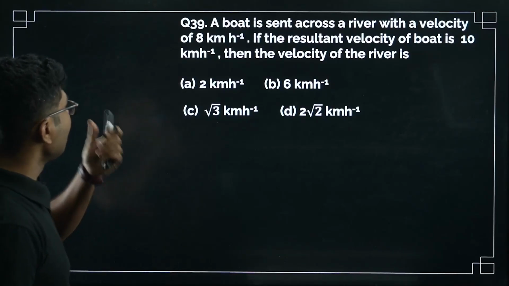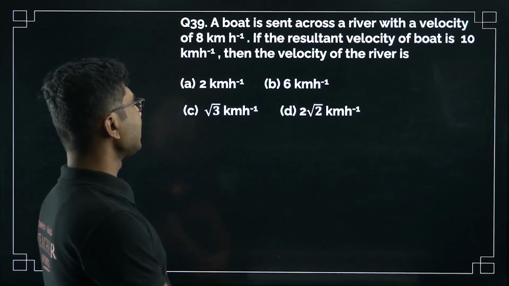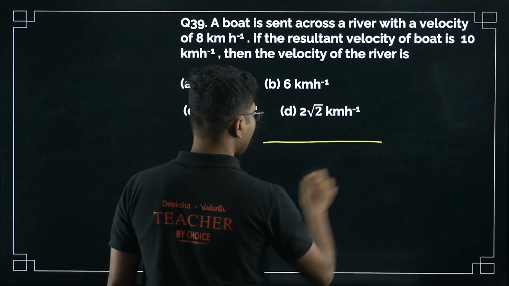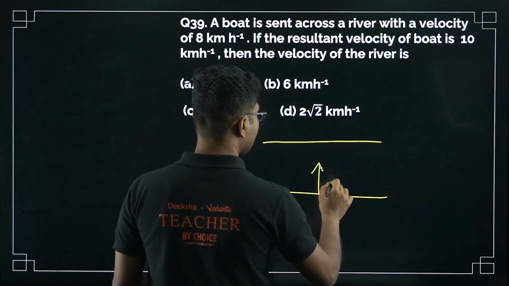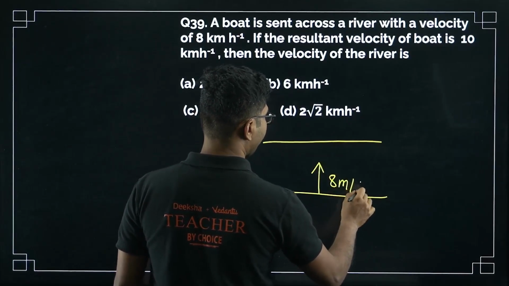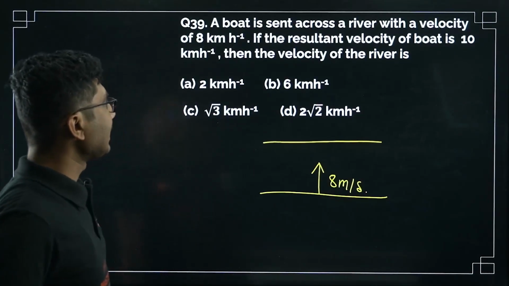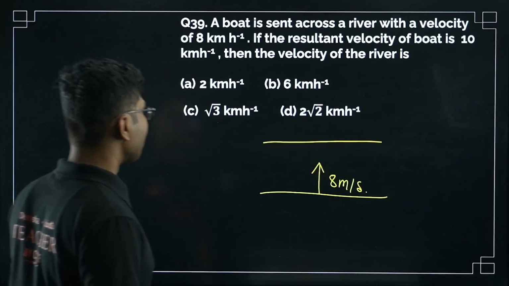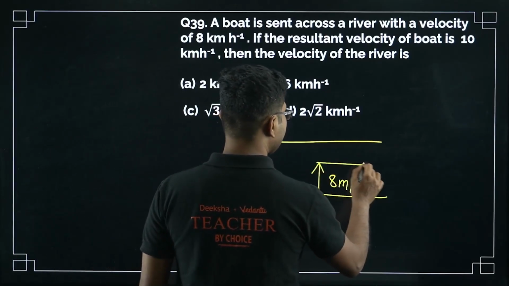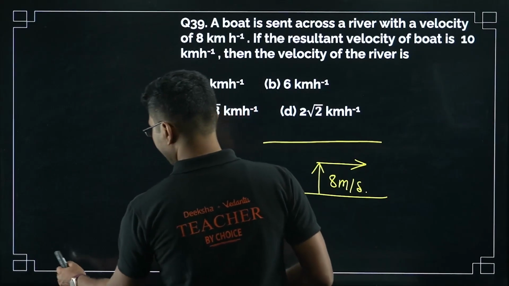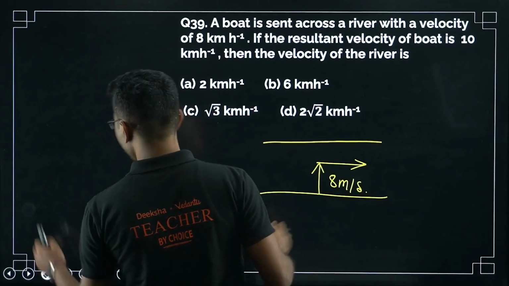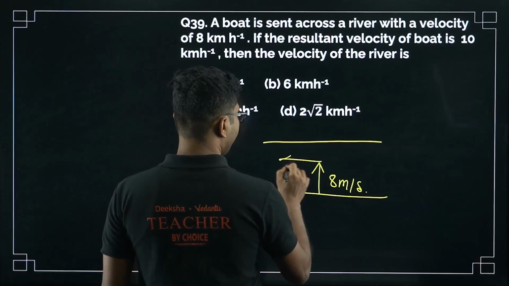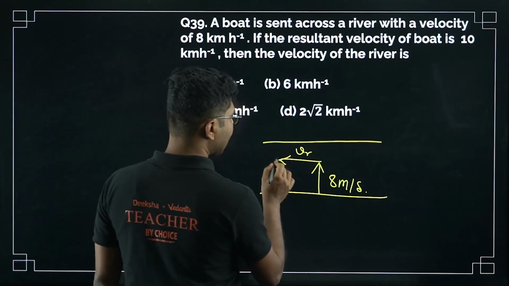Next question. A boat is sent across a river with a velocity of 8 km per hour. So we have a river, and the boat is sent across the river at 8 km per hour. If the resultant velocity of the boat is 10 km per hour, then what is the velocity of the river? Suppose the velocity of the river is VR.